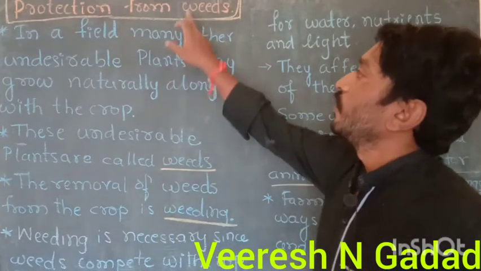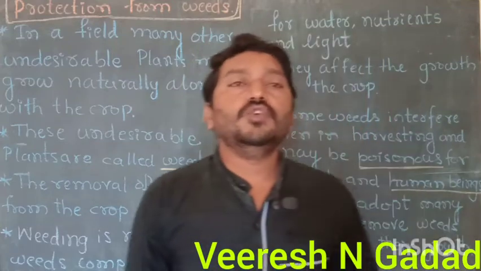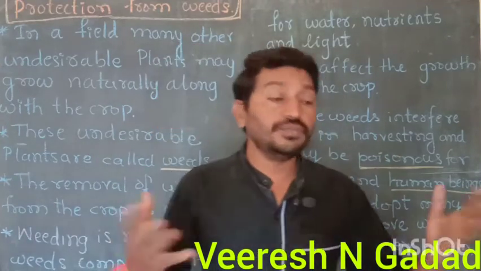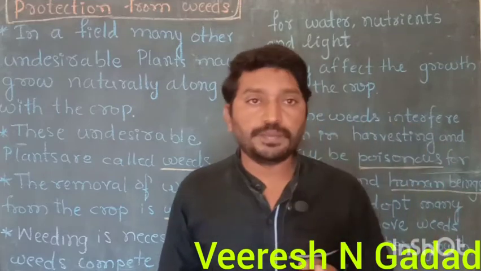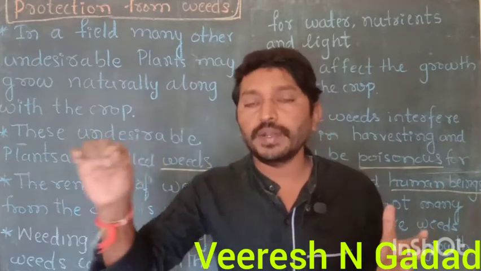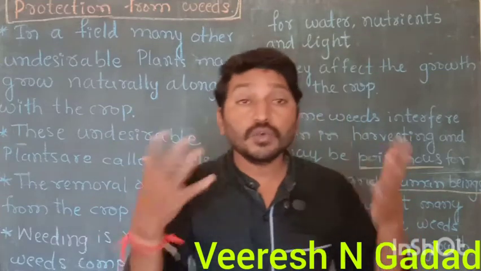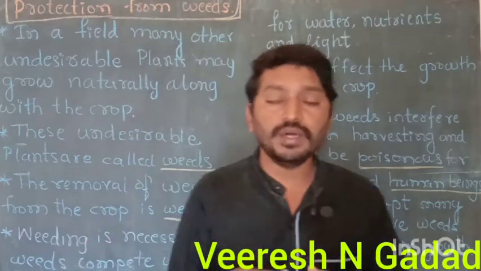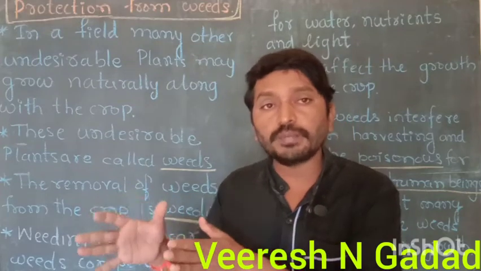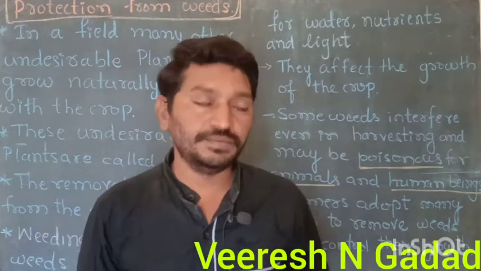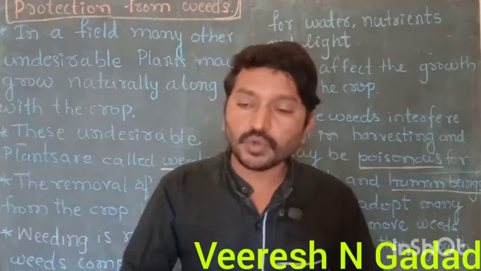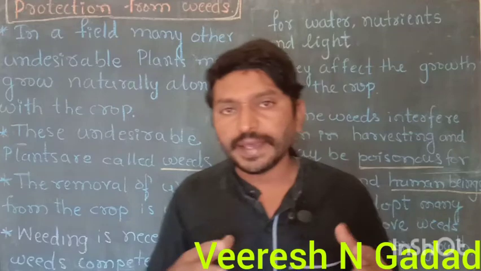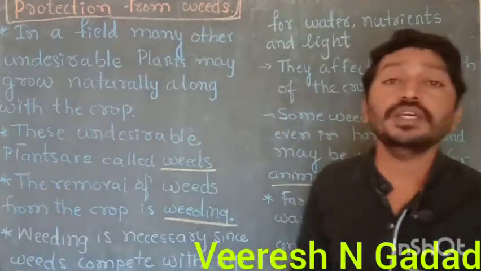So here, weed, dear students, you may have experienced, when you visited a field along with a crop, you may have seen some other plants also grown up along with the crop. For example, paddy or wheat, you can take any example of a plant or crop. Along with that, some more plants grow on the field. Did you intentionally grow those plants? No, they are called undesirable plants. They are growing extra, naturally, but they are extra.